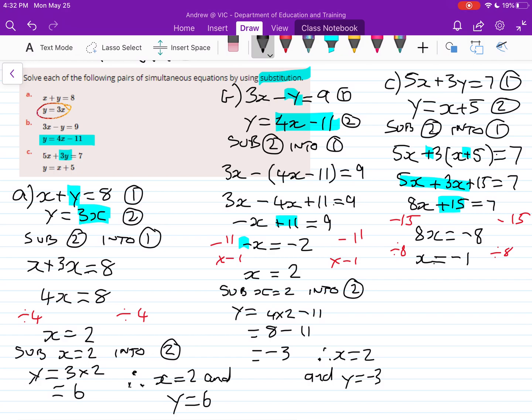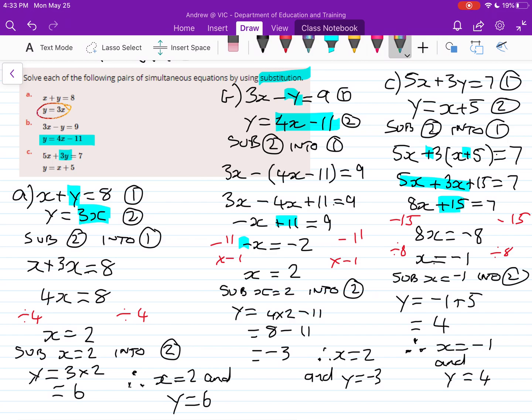So, we're going to sub x is equal to negative 1, and we're going to put this into equation 2 as well, because, yet again, it's the easiest one to put in, because y is already the subject of the formula. Okay, so y is going to equal negative 1 plus 5. Okay, so negative 1 plus 5, that is equal to 4. So, just going to write a statement stating both our answers. Therefore, x is equal to negative 1 and y is equal to 4.